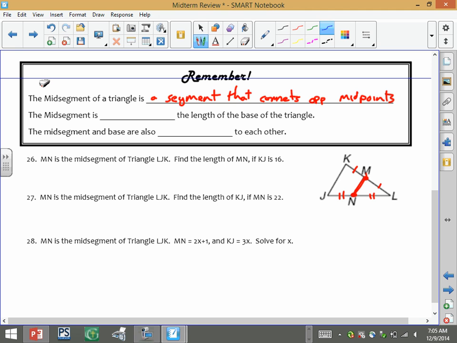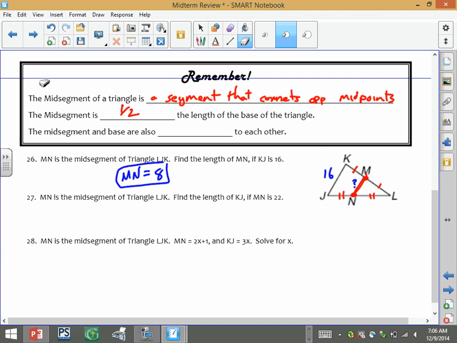So a couple quick examples with it. If MN is the midsegment, find the length of MN if KJ is 16. Well, the midsegment is half the length, which we see right here. And that tells us then that MN equals 8. 8 is half of 16. All right. We'll use the same picture for the next problem. Find the length of KJ if MN is 22. So here, instead of cutting it in half, we need to double it. So KJ equals 2 times 22, which is 44.